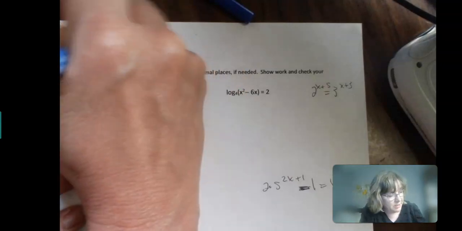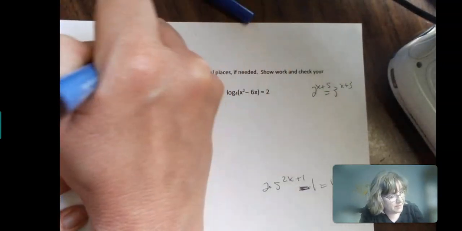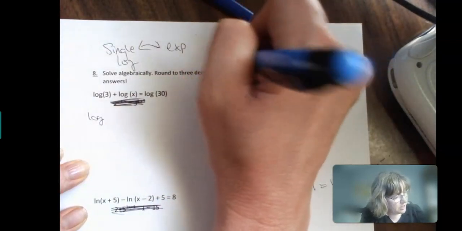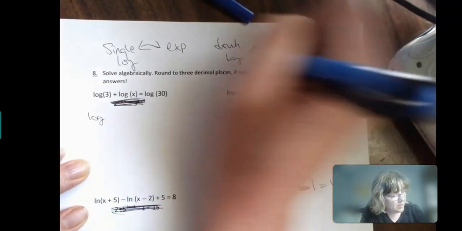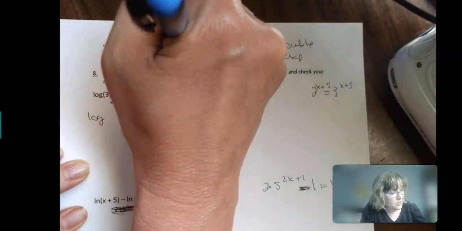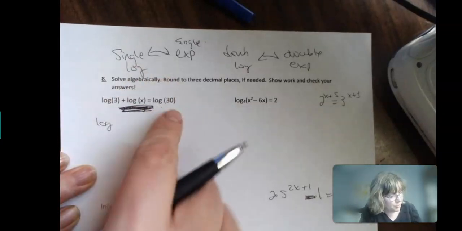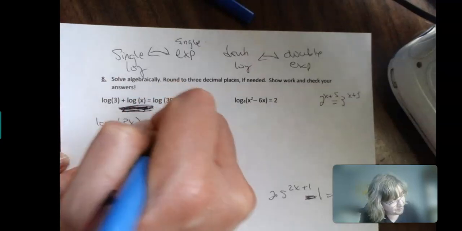Remember, single log, single exponential, and then double log, double exponential. I mean, that's basically what we do, right? We just do inverses, right? And so single goes to single, double goes to double. All right, so first of all, there's no triple, so we got to condense. When you're adding, you're really multiplying.